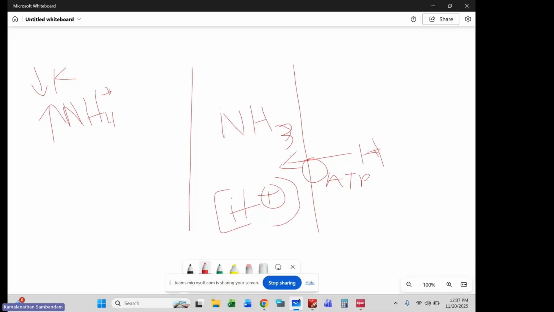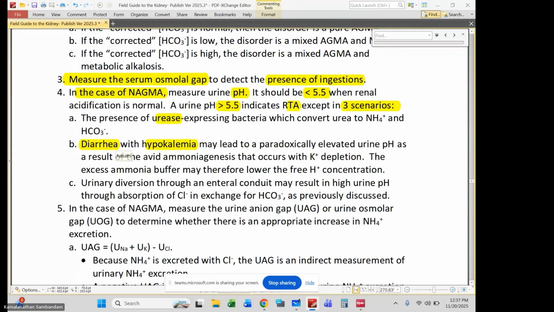So hypokalemia, which is common in diarrhea, can actually make your urine pH not maximally acidic. All right? So finally, urinary diversion through an ileal conduit is a cause of impaired urine acid excretion, but is not an RTA per se. There's nothing wrong with tubular function. Renal tubular function in urinary diversion is not problematic.